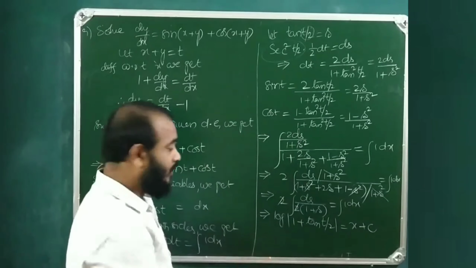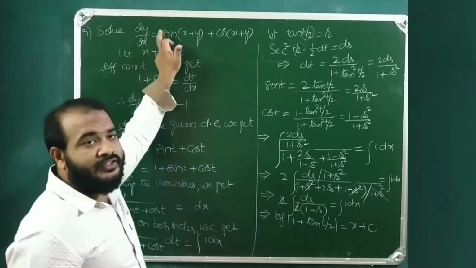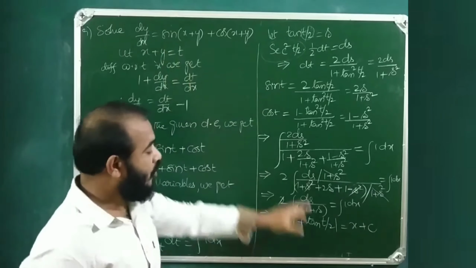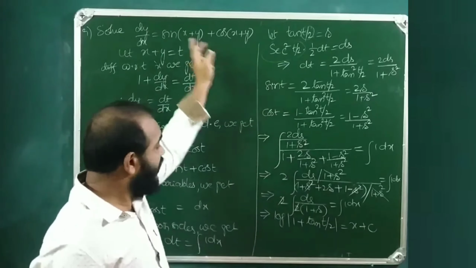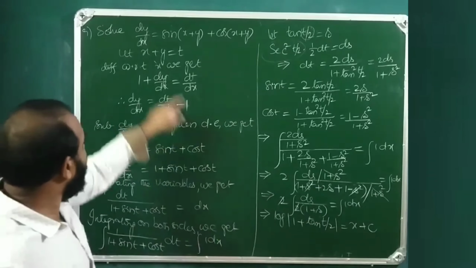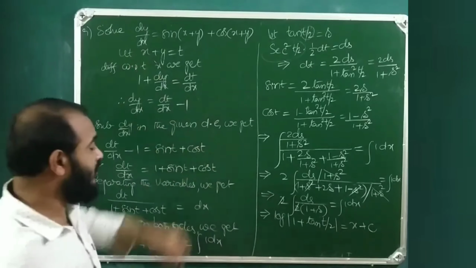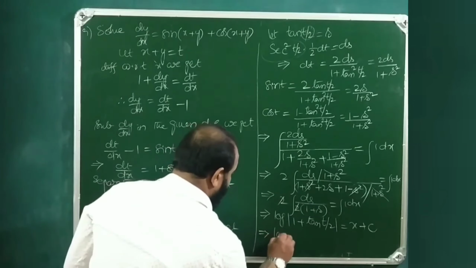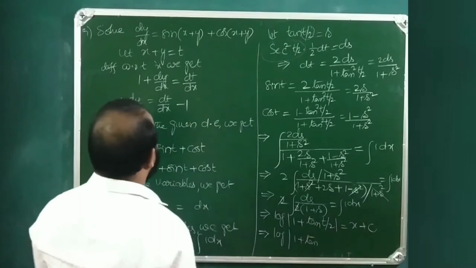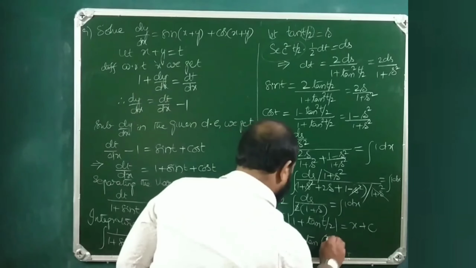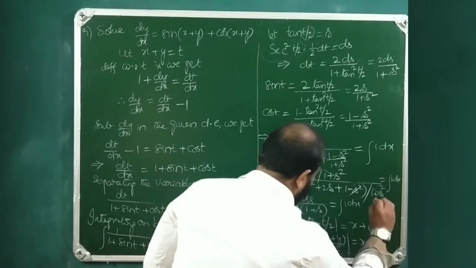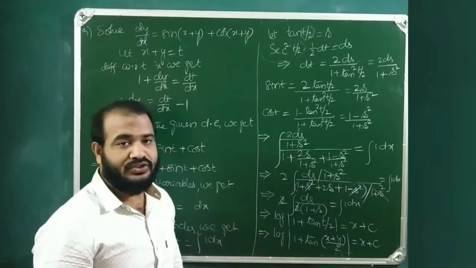But this is not the answer, because the given differential equation is in terms of x, but here we got it in terms of x and y. Here we got it in terms of t. So substitute t by x plus y back in the given equation. So therefore log 1 plus tan, the value of t being x plus y by 2, equals x plus c, is the required solution.